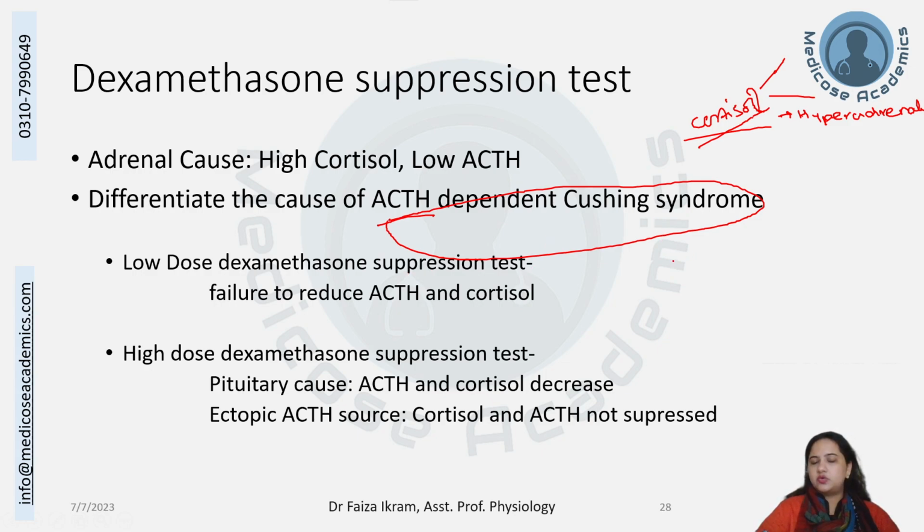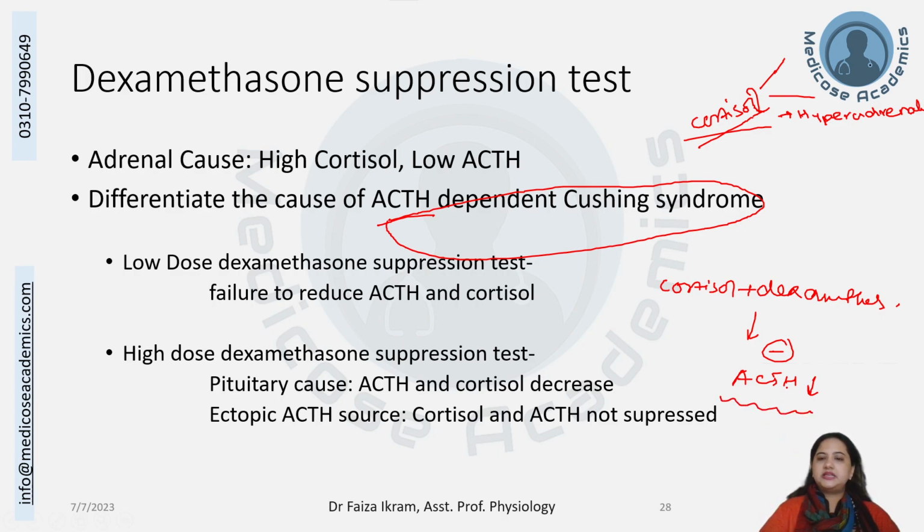Let's see. Dexamethasone is a very potent glucocorticoid. So if you give this glucocorticoid exogenously, what would you expect? Cortisol plus the dexamethasone you have given exogenously. Actually, in a normal person, what would happen? By negative feedback, ACTH will decrease. But if the person is suffering from secondary hypercortisolism, ACTH will not decrease. The pituitary gland will keep on producing excessive ACTH. Cortisol and ACTH will both still be high.